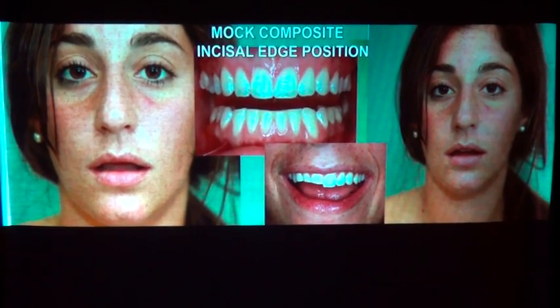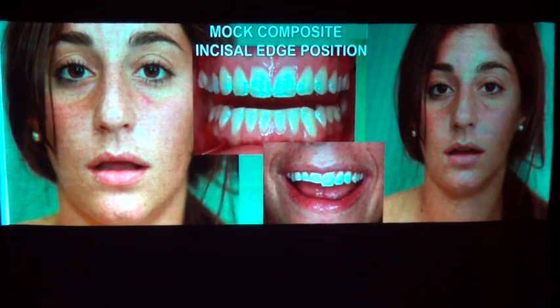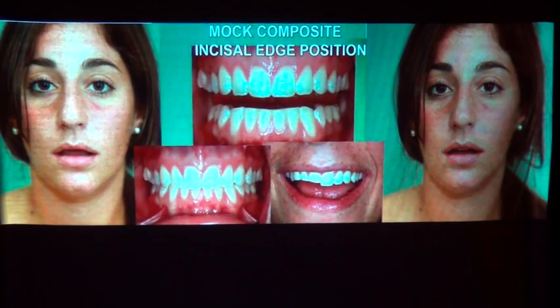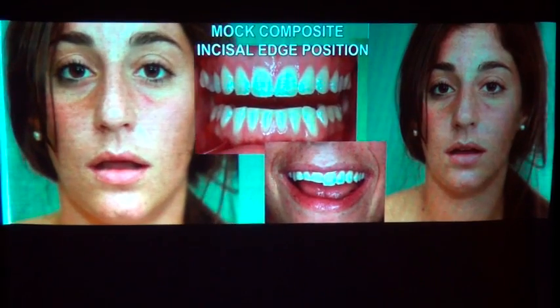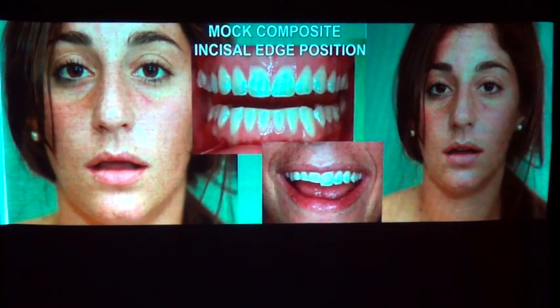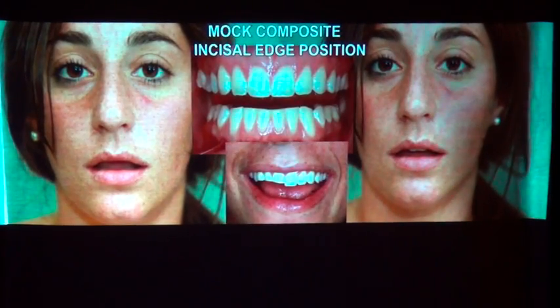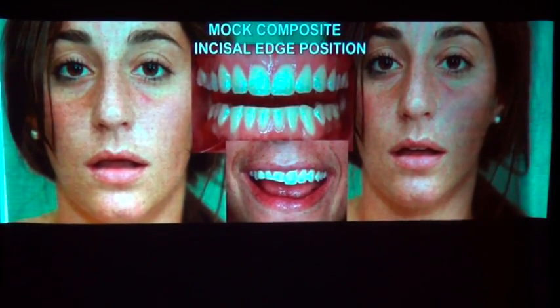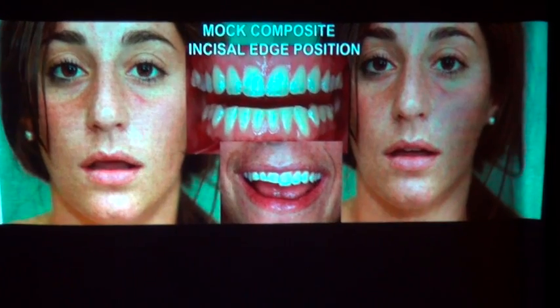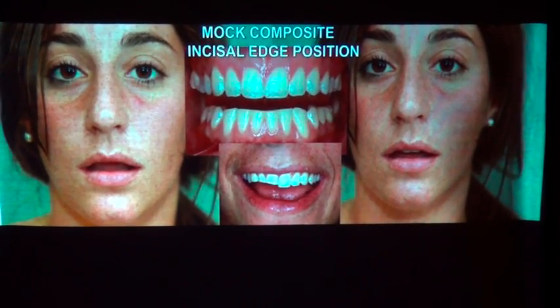So it's a temporary thing, but you can see that it's built up on the incisal edges, and she could see what she looked like, and she was very happy. And she scheduled appointments. Now I had to figure out how I was going to do it, because there are issues to this case.